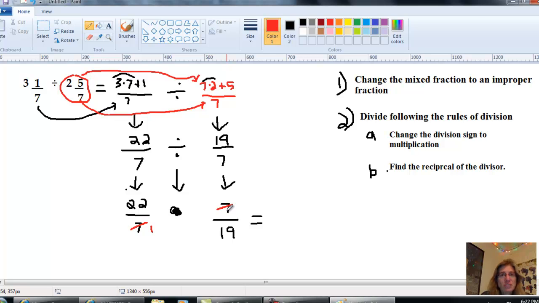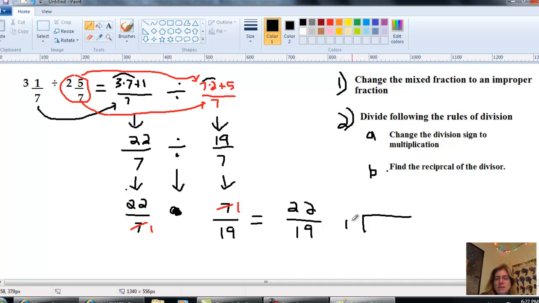Division is really multiplication after you've changed the sign. But that's what cross canceling is, and I believe I did a whole video on cross canceling. Okay, so 22 times 1, so your fraction comes out 22 19ths. Well, 22 19ths is an improper fraction, so you have to change it to a mixed fraction. The 22 is higher than 19, so that means there's a whole piece sitting in that fraction, so we're going to get it out of there.